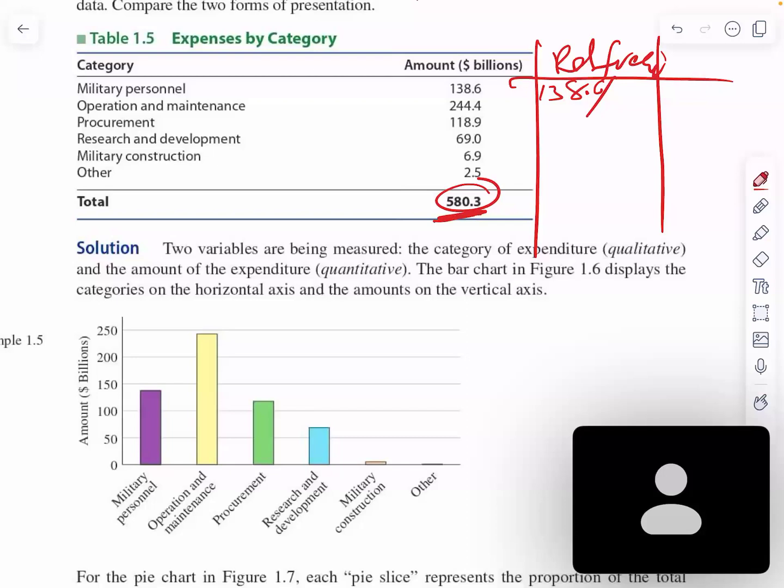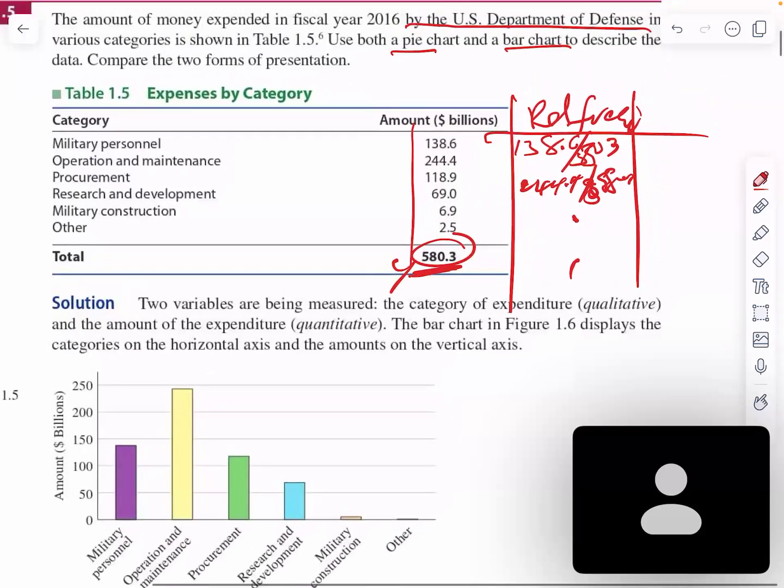The total of this column, if you add up this column, is 580.3. So you divide each of them by the total. You know, like that. 244.4 divided by what? 580.3. And you will get, and then after doing that, you multiply.